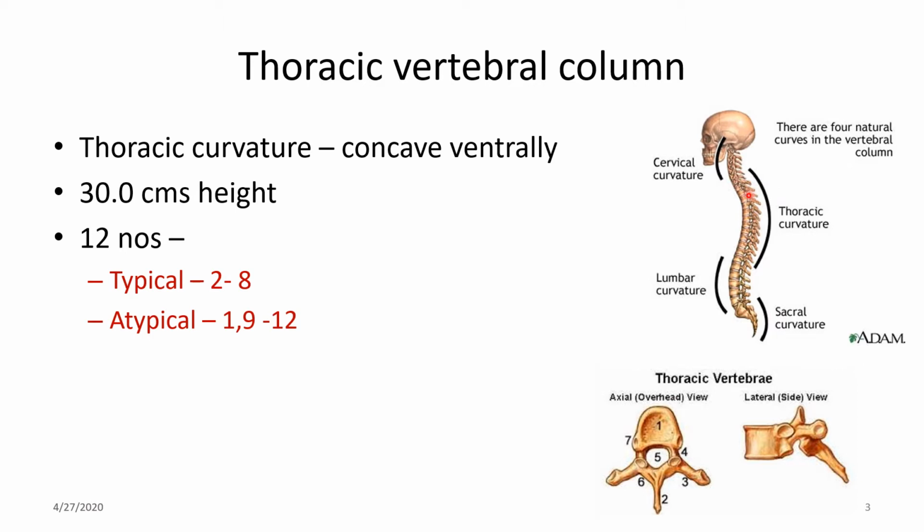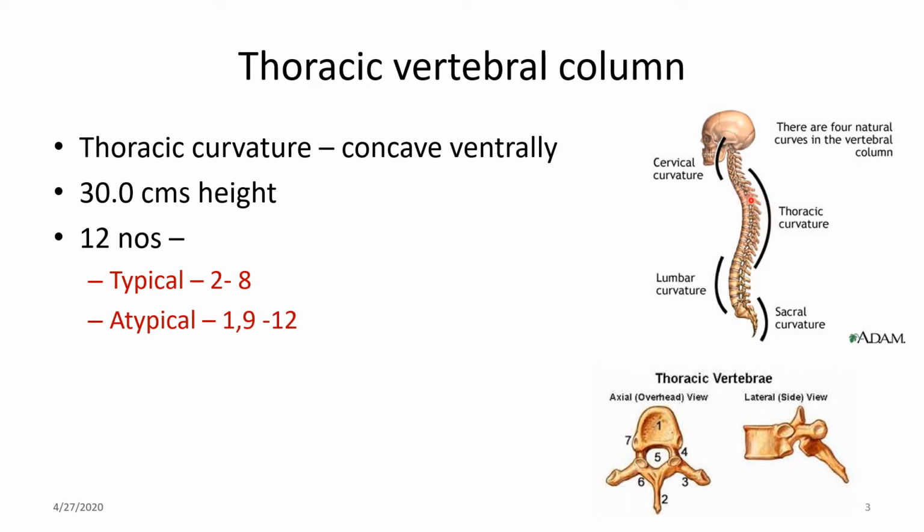And you are seeing the sacral curvature. If you see the thoracic curvature, it shows concavity ventrally. And the height of this thoracic vertebral column is about 30 centimeters. Then how many thoracic vertebrae? There are 12 in number, and all of them are not typical in their features. The majority are typical. So what are those vertebrae?